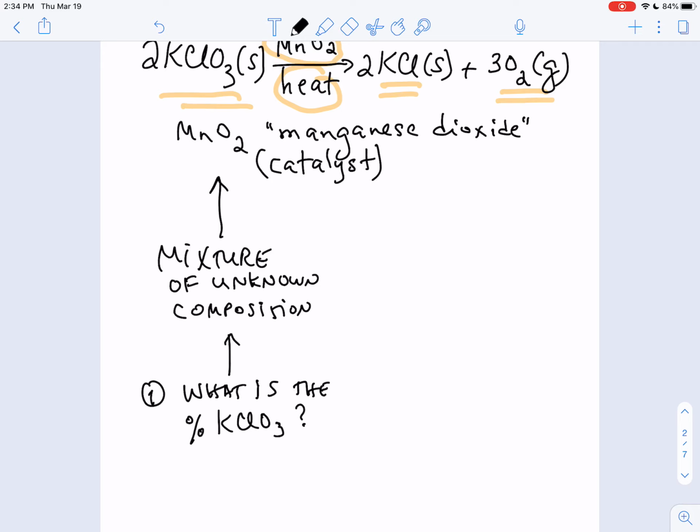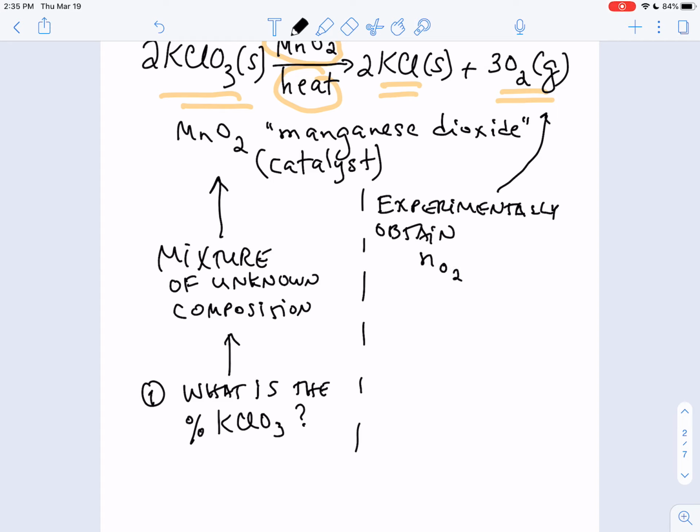All right? Now, the other thing we're going to do in this lab is we are going to experimentally obtain certain values, certain measurements of this gas. So we're going to obtain the number of moles of gas, the volume, the temperature, and the pressure of this oxygen gas.